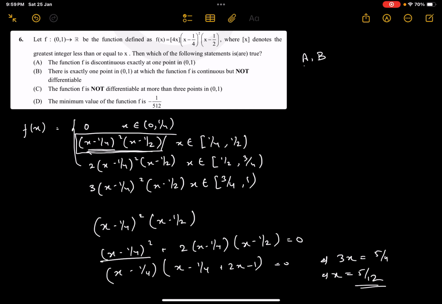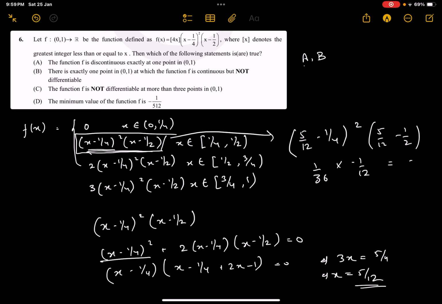At x equals 5 by 12, the function value will be 5 by 12 minus 1 by 4 squared into 5 by 12 minus 1 by 2, which becomes 1 by 36 into minus 1 by 12, that is minus 1 by 432, which is not equal to minus 1 by 512. So D option is wrong. So the answer is A and B. So this is a routine question, albeit a bit long, but should be done in the first attempt.